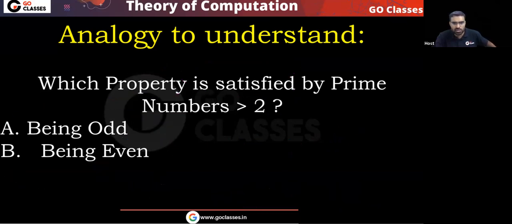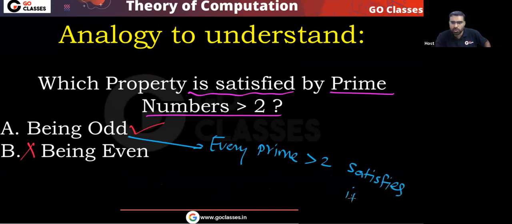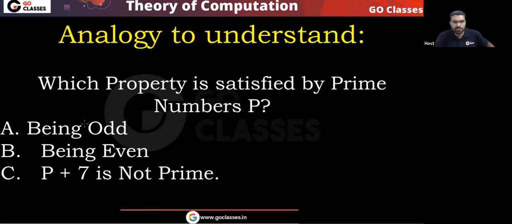Now tell me the answer for this question. Which property is satisfied by prime numbers greater than or equal to 2? Now the answer will be being odd, because every prime number greater than or equal to 2 satisfies this. Whatever prime number greater than or equal to 2 you take, it will satisfy this. Yes or no? Very simple. Tell me the answer for this question. Which property is satisfied by prime numbers?